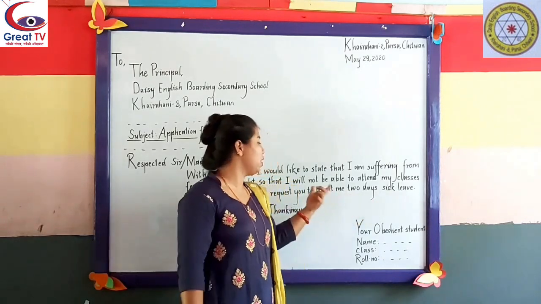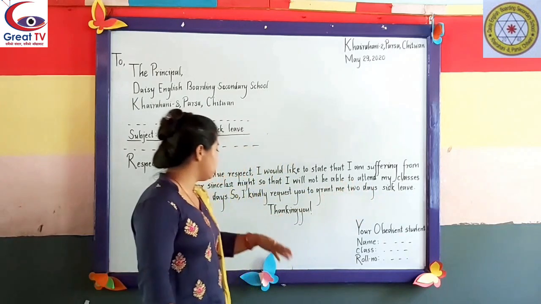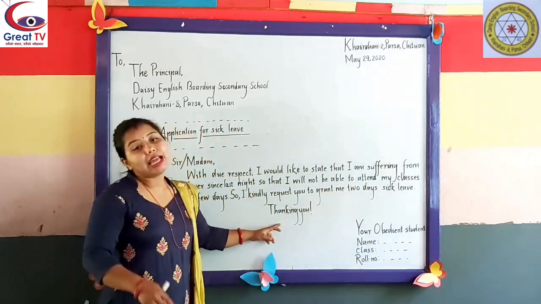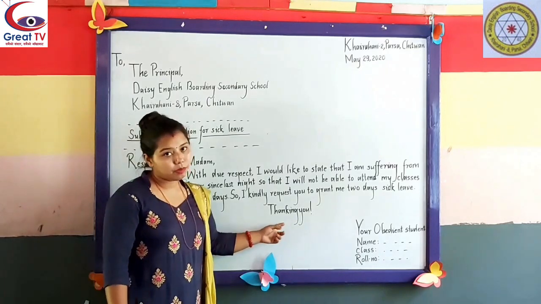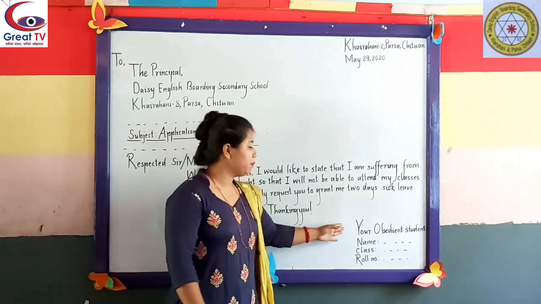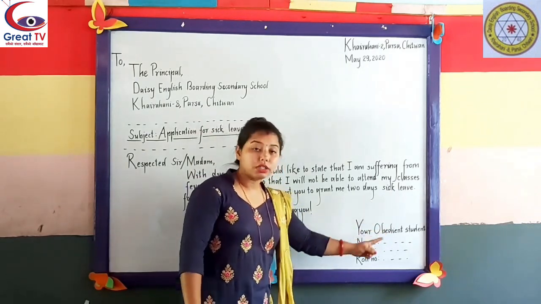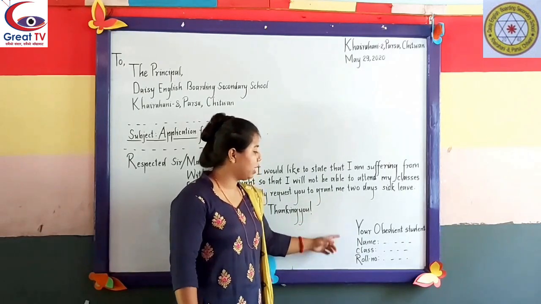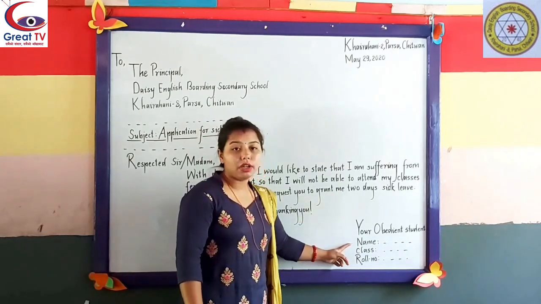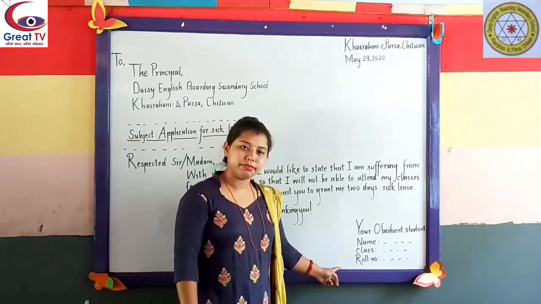You are asking for sick leave for yourself. Then here, thanking you. You are paying respect to the principal by saying thanking you. Here, your obedient student, or obediently yours, or your faithful, all mean the same. You can choose any one of them. Then you have to write your name, your class and your roll number.